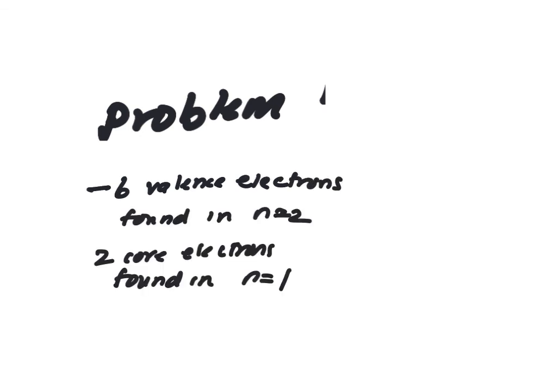The valence electrons are found in the n equals 2 shell. There are 2 core electrons, and those are found in the n equals 1 shell.